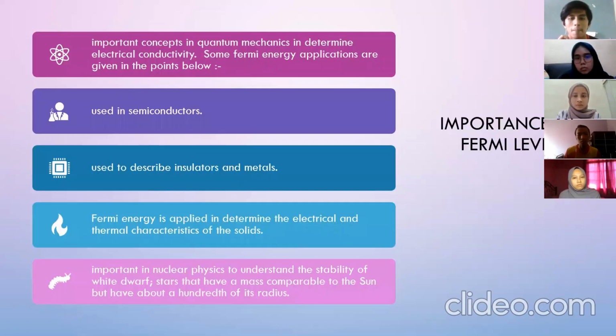Next, the importance of the Fermi level. Fermi level is very important, especially in quantum mechanics, in determining the electrical conductivity. The Fermi energy is widely used in semiconductors, insulators and metals, where we can determine the electrical conductivity of these three types. It is also important in determining the electrical and thermal characteristics of solids, and in nuclear physics to understand the stability of white dwarfs.